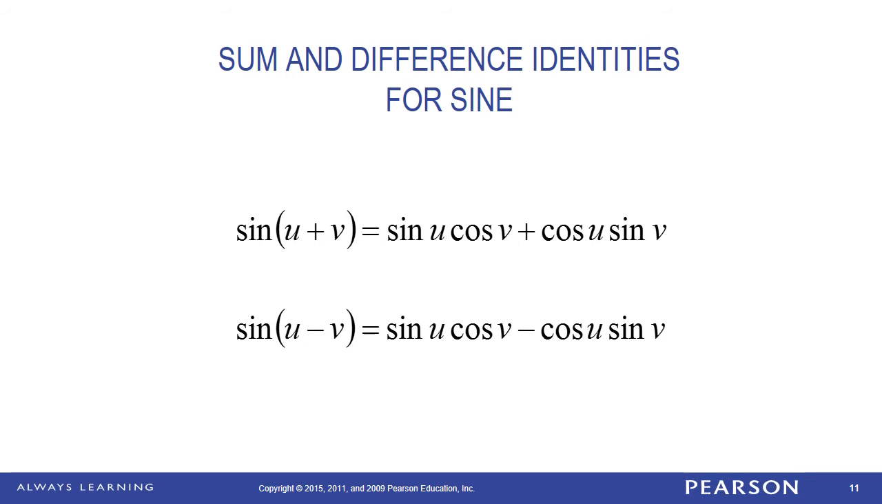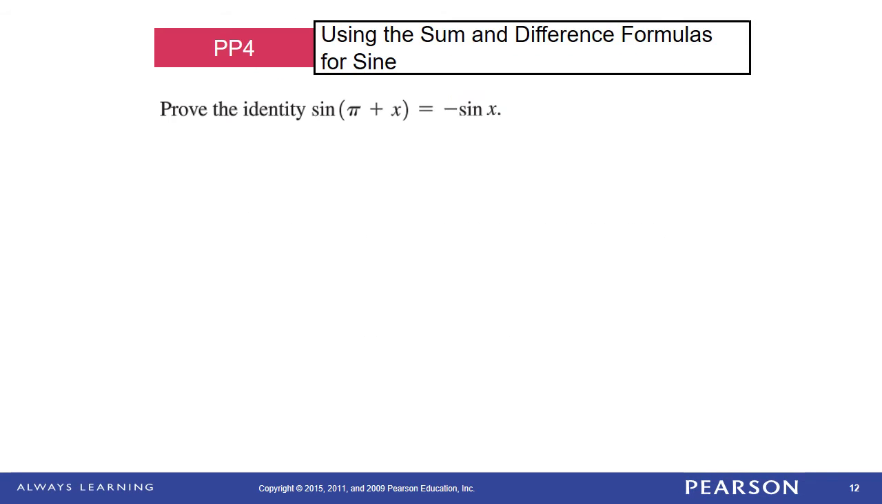Alright, and of course we're going to start proving some identities. So practice problem number 4 is, can you prove this identity that sine of pi plus x is going to be the negative of sine of x? If you add pi to any angle for sine, it will be the exact opposite of sine of that angle. And again, you can use the sum or difference identities here.